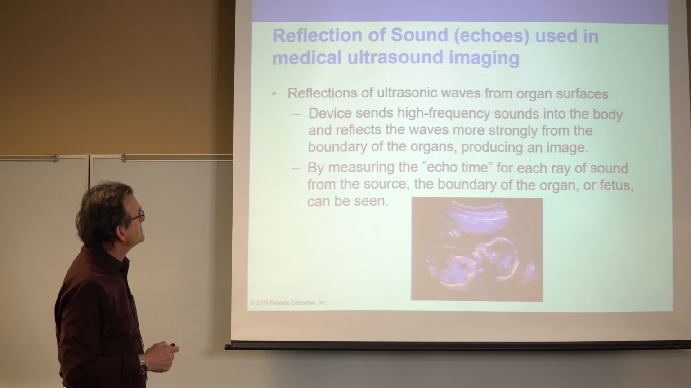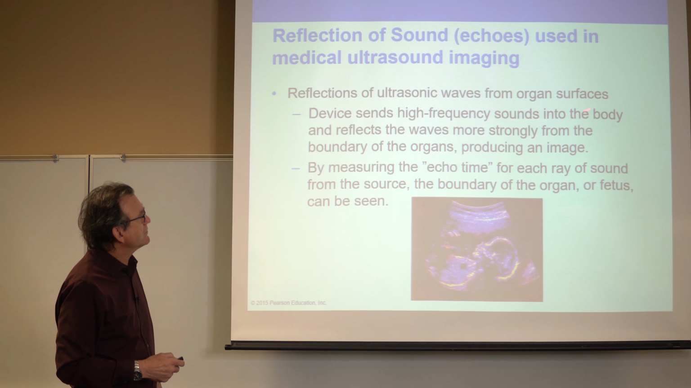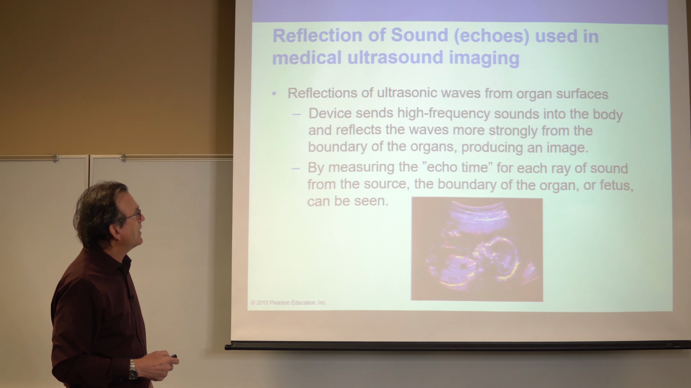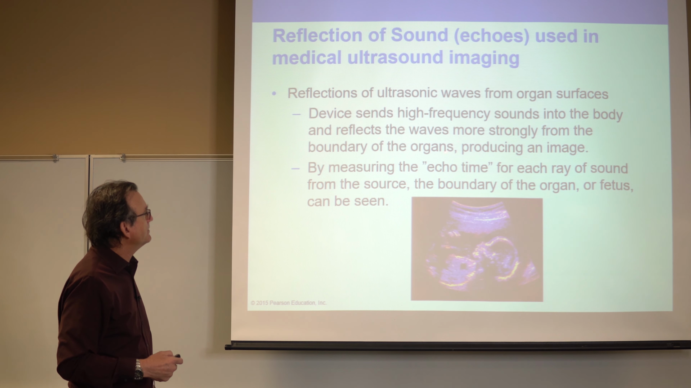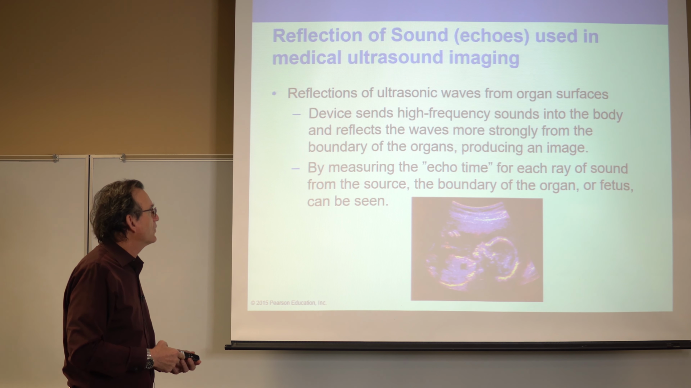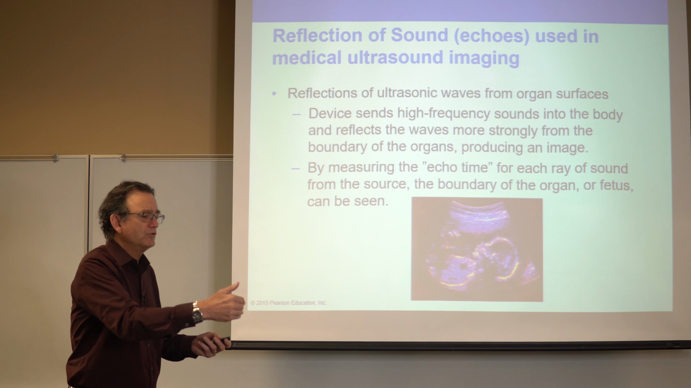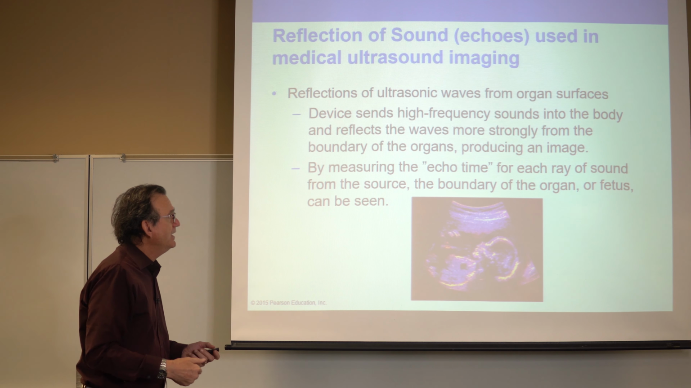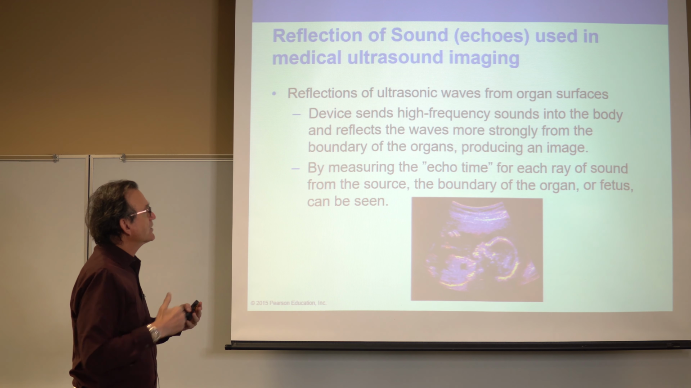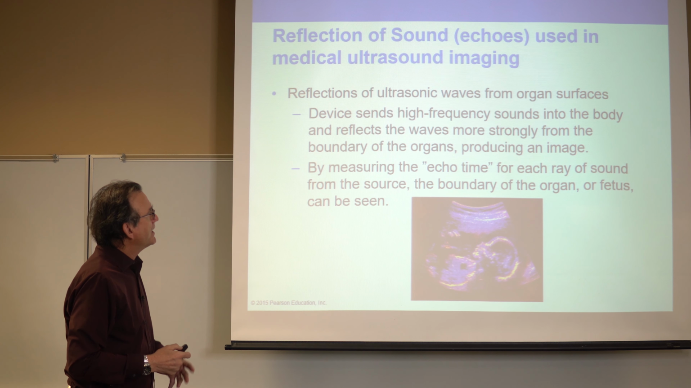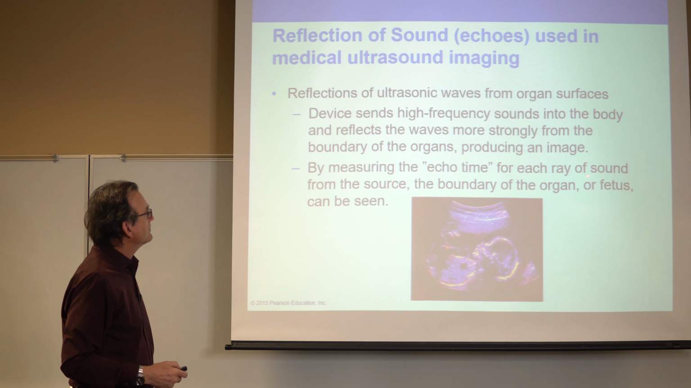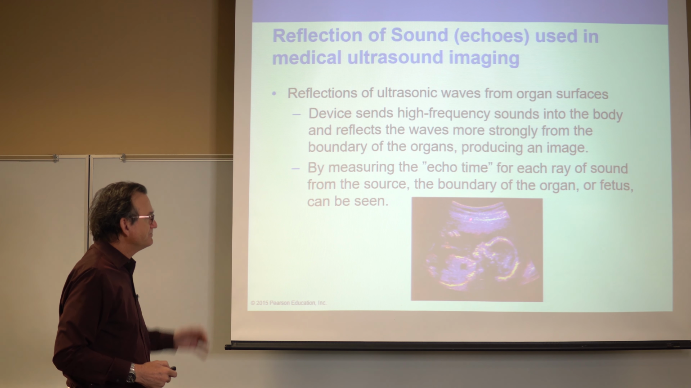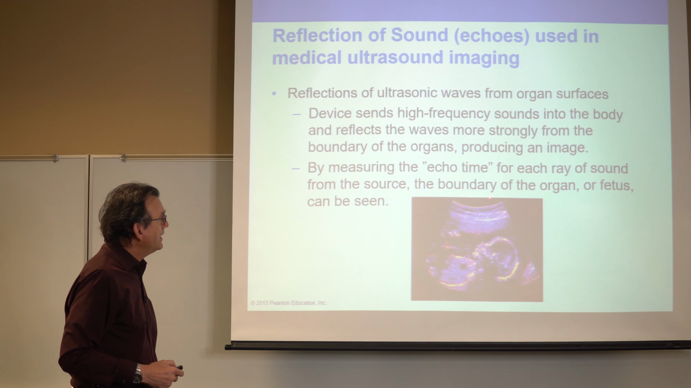And basically what happens is that the device sends high frequency sounds into the body and reflects the waves more strongly from the boundary between the organs. So if you are going from a boundary of low density fluid to high density fluid, there will be a reflection of the sound. And by measuring the echo time for each ray of sound from the source, we can tell how far away that boundary is from the device doing the measurement.